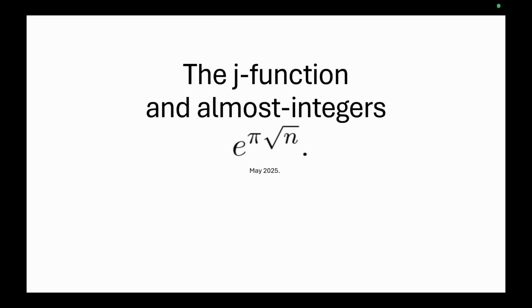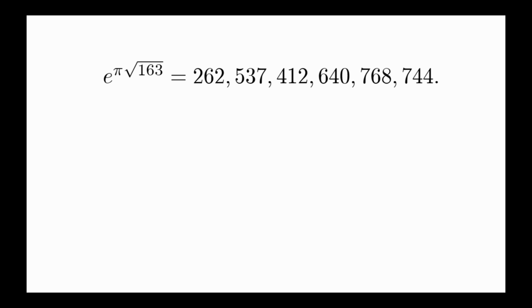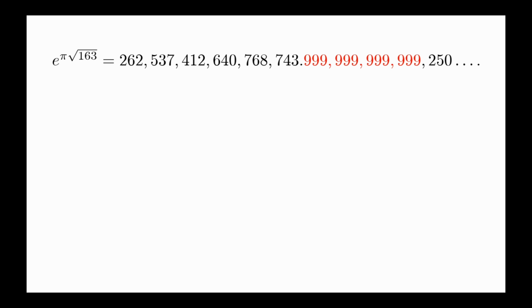Okay, so today we are going to look at the connection between the j function and almost integers of the form e to the pi times square root of some positive integer n. So what has been written on the screen is actually false, but it is only just so, because e to the pi times square root of 163 is extremely close to being a positive integer. It is only very slightly smaller than 1.